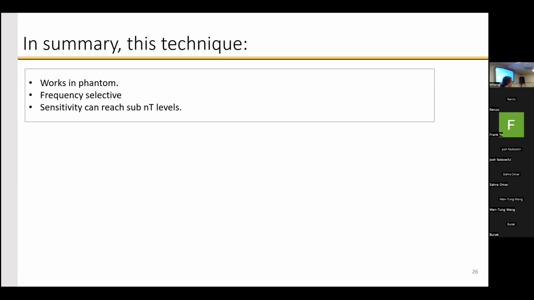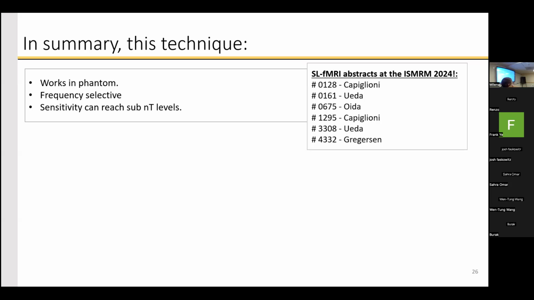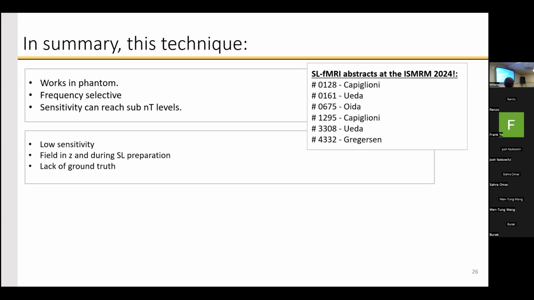So what we know so far of this technique is it works in a phantom. It directly targets this gap of encoding both things at the same time, but only at one frequency. But that's also good if we want to target a specific frequency. In theory, we can reach nanotesla levels, if we can do this in humans. We don't know. There have been more abstracts. I know this is a very small number, but it went up actually. So that's the highest number of spin lock fMRI abstracts that we had in this ISMRM.